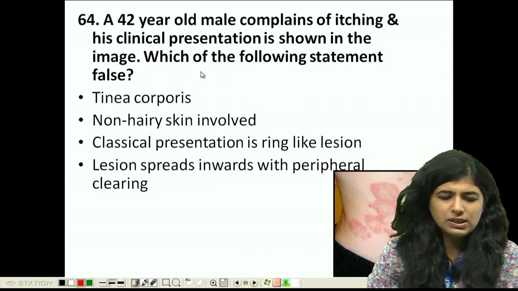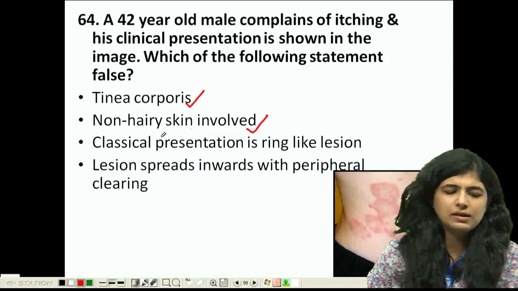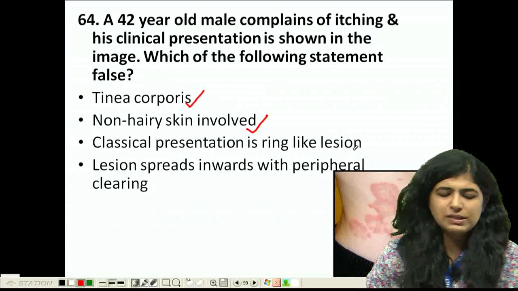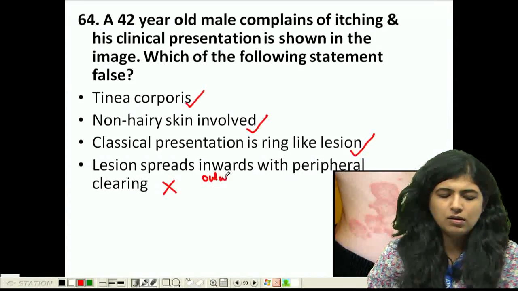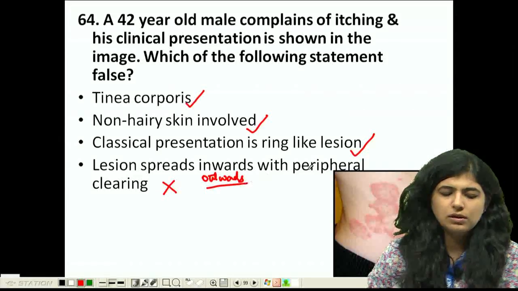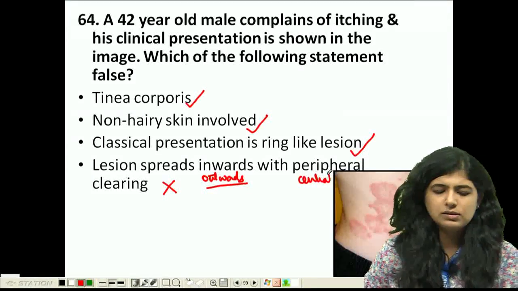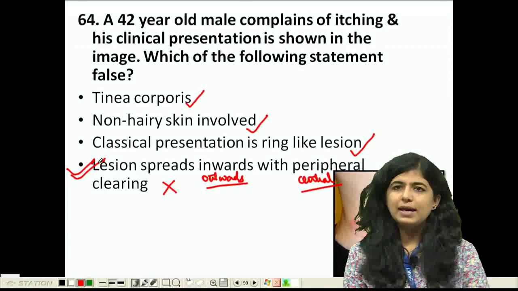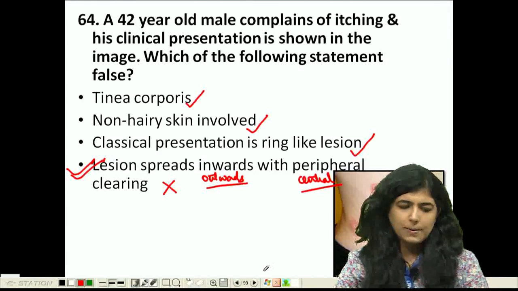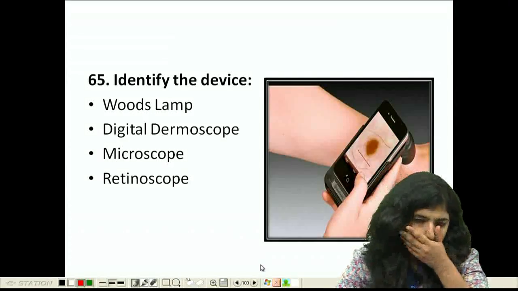So in this question, what is it saying? Which of these is false? So the diagnosis is Tinea corporis? Yes. Generally involves non-hairy skin? Yes. Classical presentation is ring-like? Yes. Lesions spread inward with peripheral clearing? Wrong. They spread outwards with central clearing. So this is the false option. Correct, everyone? Good. Move on to the next.